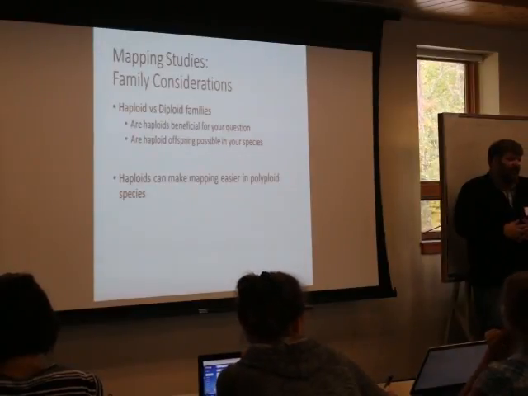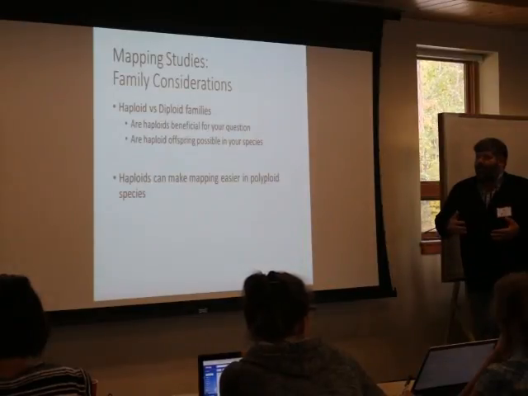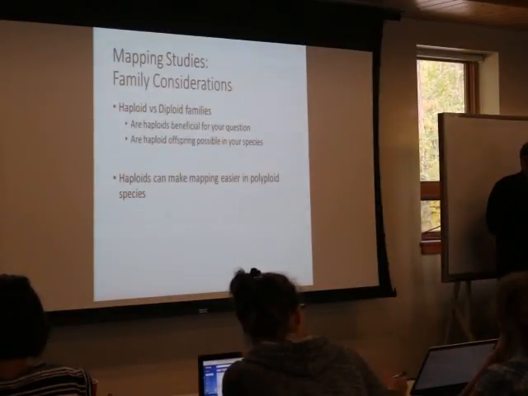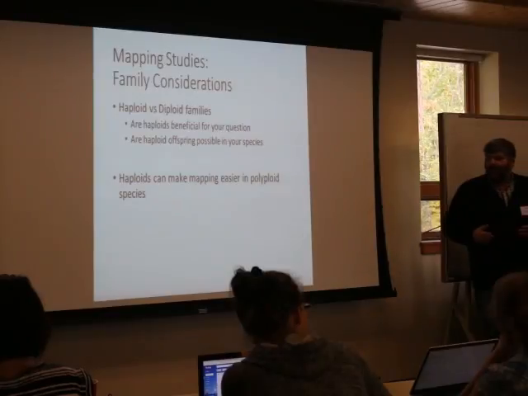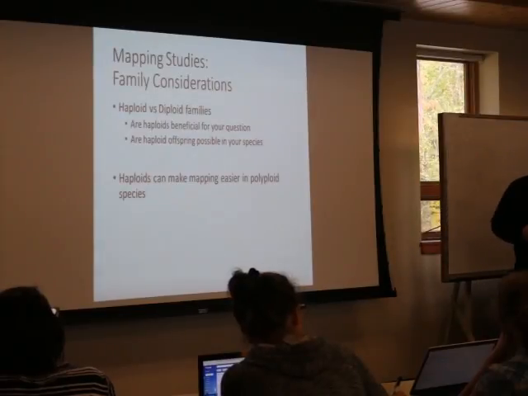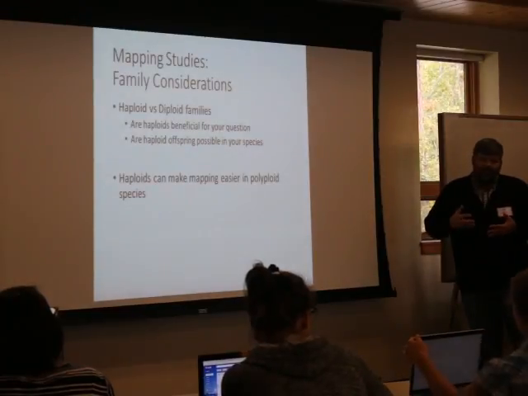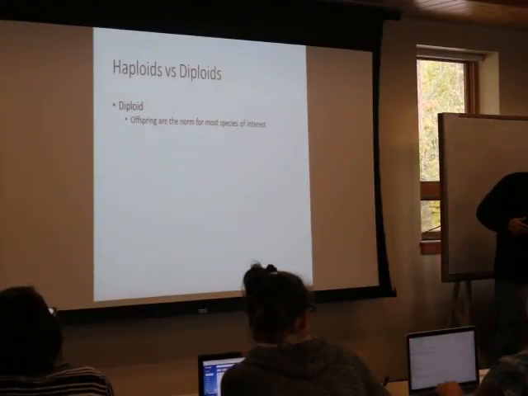So for mapping studies, when we think about what type of mapping family to make, in our lab, the first consideration is do we want a haploid family or a diploid family? We can produce haploid families in our species, and it's a pretty straightforward process. And there are some advantages to haploids.